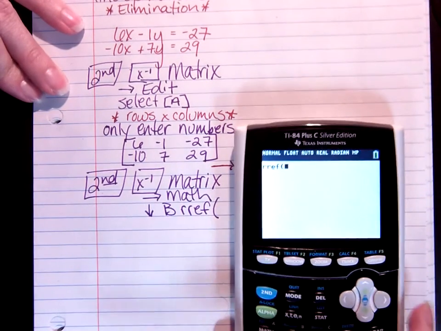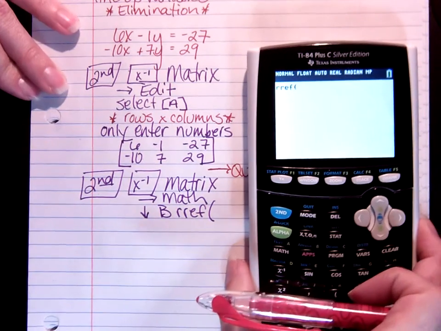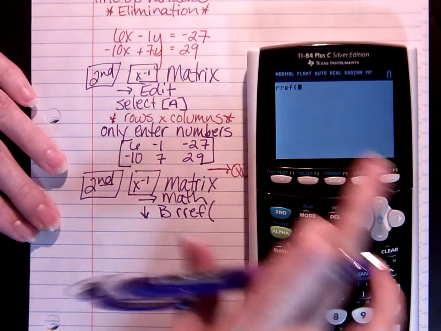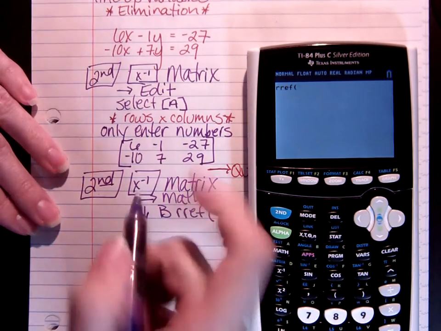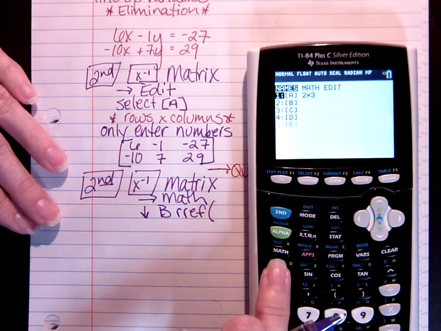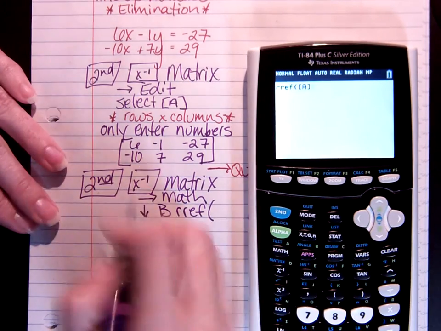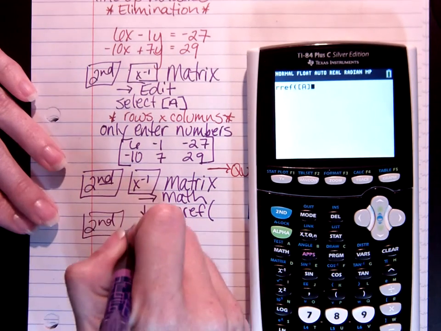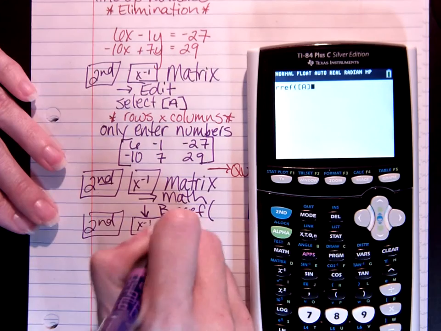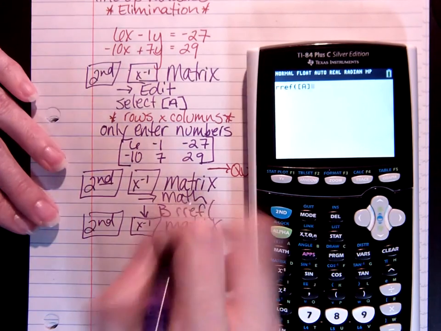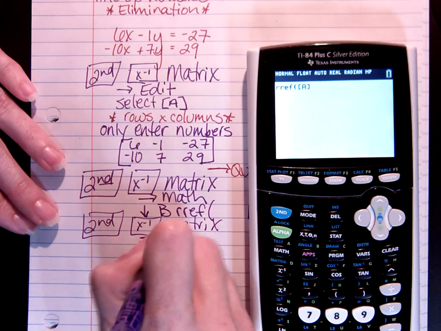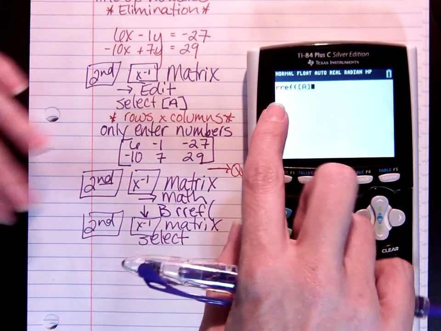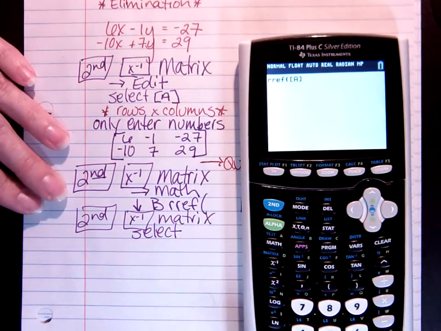So when we pull up the rref on our menu, we do still have to go back and tell it which one we want it to do that to. So we're going to hit second matrix and then just select A. So again, second matrix. And then we're just going to hit enter to select. Okay, so give me the reduced row echelon form of matrix A that I already set up. We'll hit enter.